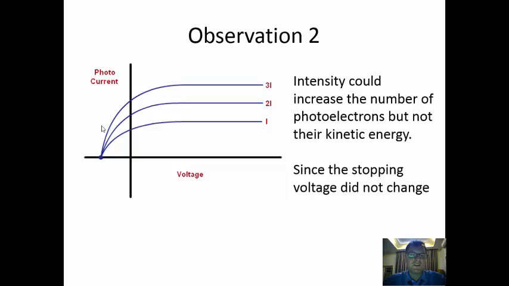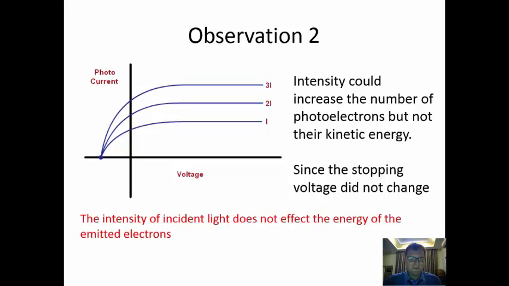So the stopping voltage doesn't change because of the intensity. And furthermore, we can see that all the intensity does is increase the number of photoelectrons, so it increases the photocurrent, but not the kinetic energy, because kinetic energy is reflected by that stopping voltage. So here we can state that the intensity of incident light does not affect the energy of the emitted electrons.